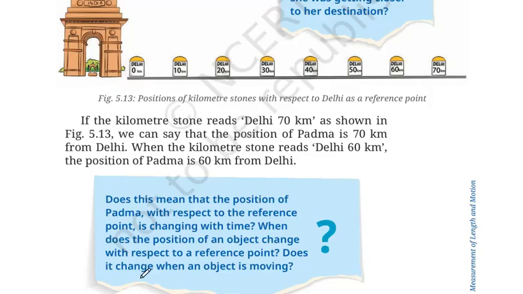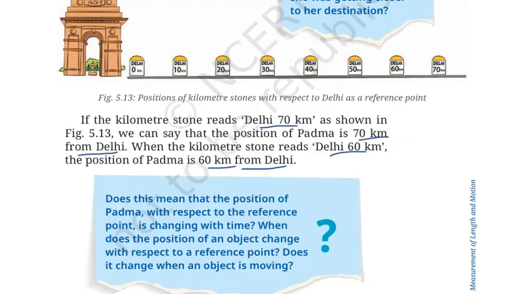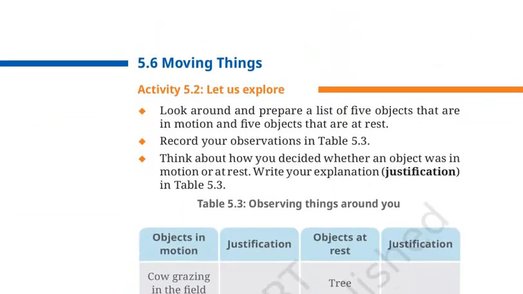Let us go through what is written. If the kilometer stone reads Delhi 70 kilometer, we can say that the position of Padma is 70 kilometer from Delhi. Now if the kilometer stone reads Delhi 60 kilometer, we say that Padma is 60 kilometer from Delhi. So Delhi is our reference point.